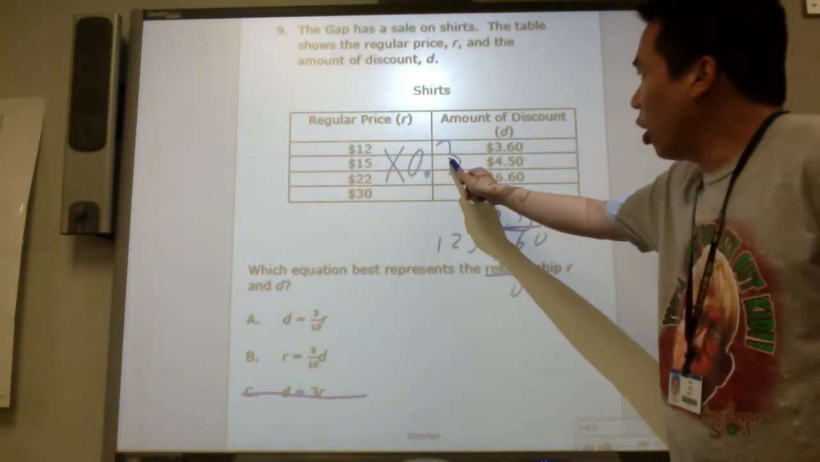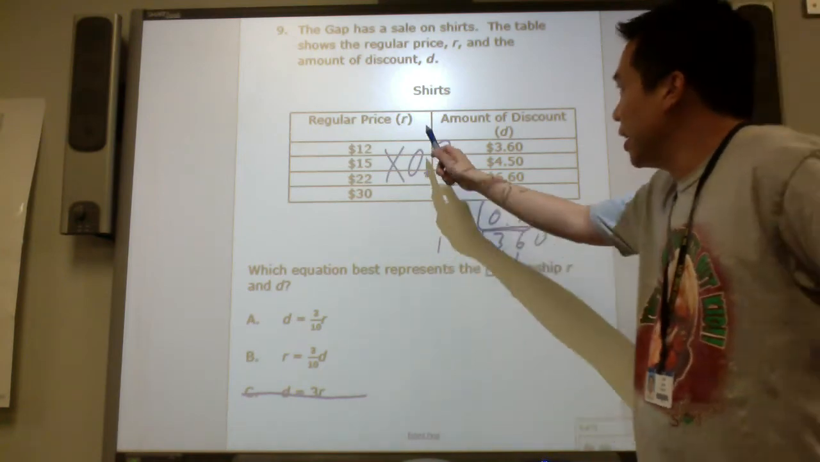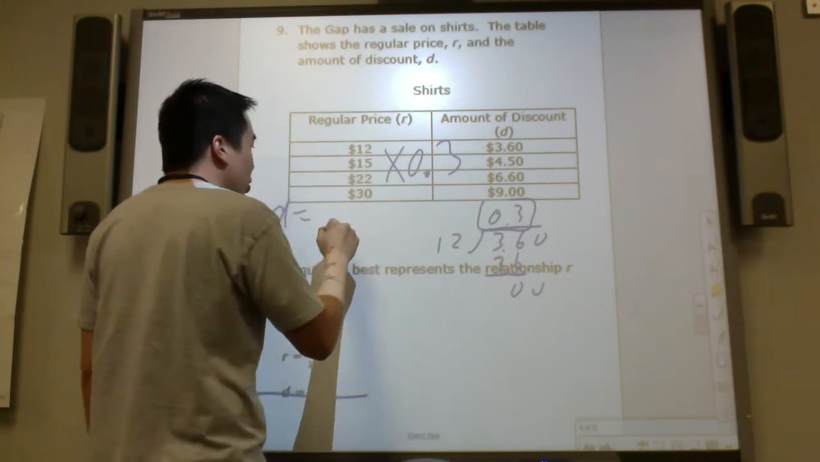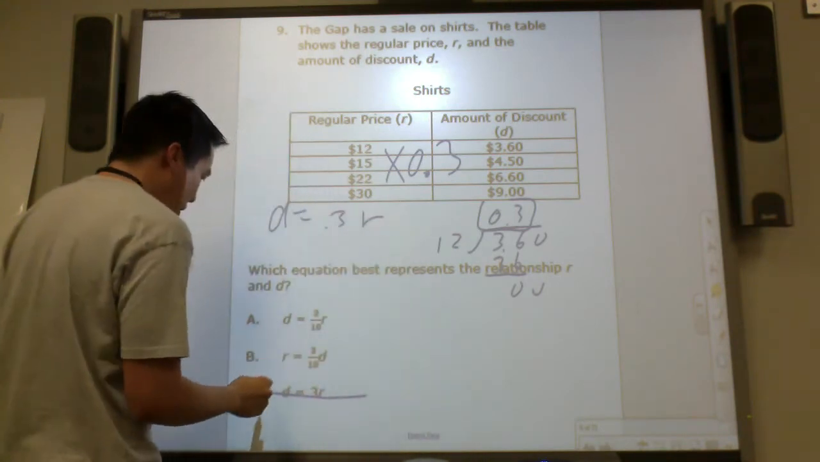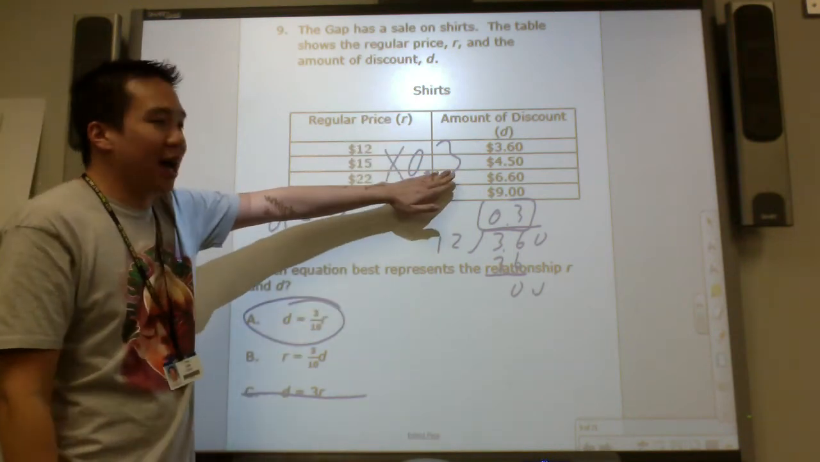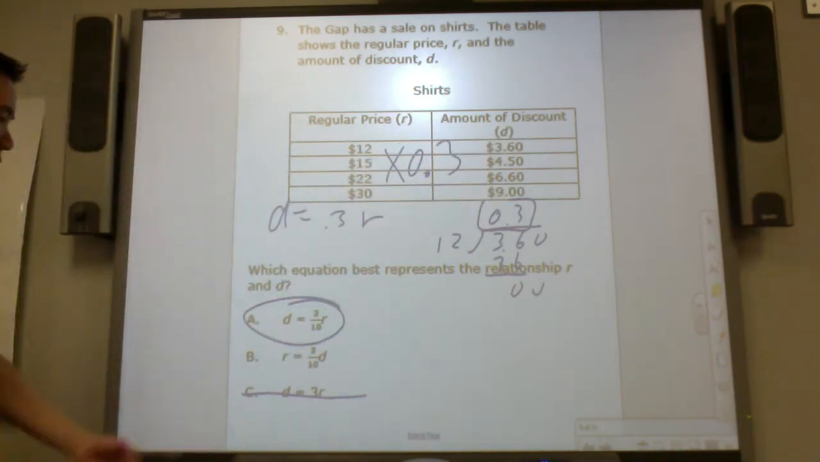So what letter are you multiplying 3/10 by? The input is R. So is D equal 3/10 of R? That's why A is the only one that makes sense here. So you're multiplying the regular price by 3/10 to figure out the discount. That's why A is the answer.